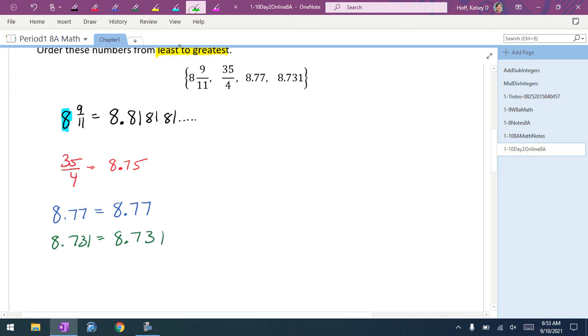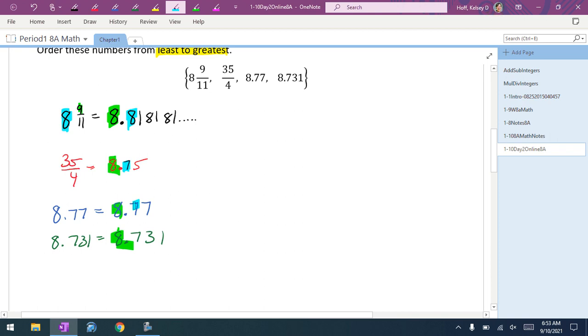8.731. Now notice I still labeled these over here so I remember what they are. When I write down my decimals, I want to remember what decimal goes with what number. So I start comparing my numbers now. Right away, 8, 8, 8, 8, they're all the same.